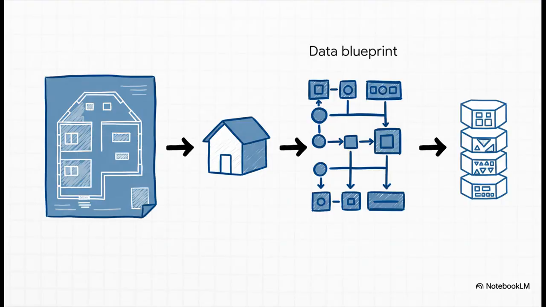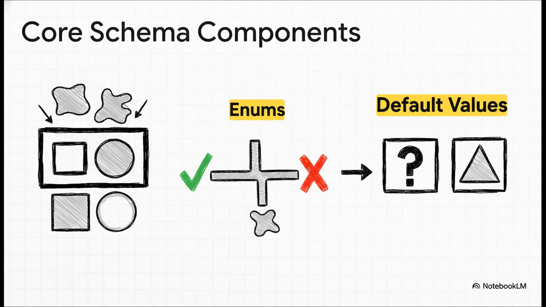The easiest way to think about a schema is as a blueprint for your data. Seriously. Just like a blueprint tells a construction crew exactly how to build a house, what materials to use, where the walls go, a schema tells the AI model exactly how to structure the data it gives you back. And this blueprint gives you an insane amount of control. For example, you can define strict fields, so you always get a name or an email field, no exceptions. You can use something called enums to force the model to pick from a list of choices you've already approved, like low, medium, or high priority. You can even set default values for when the information just isn't there.